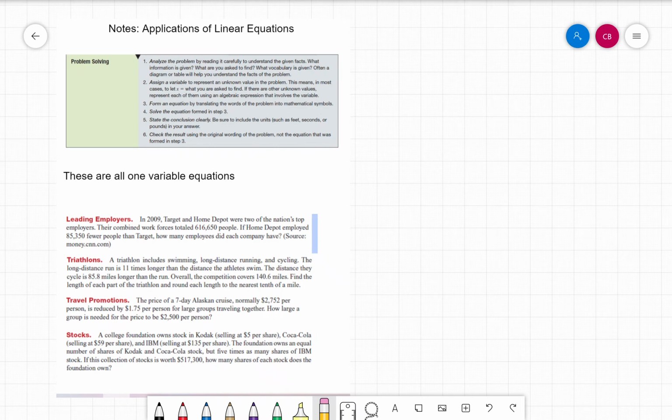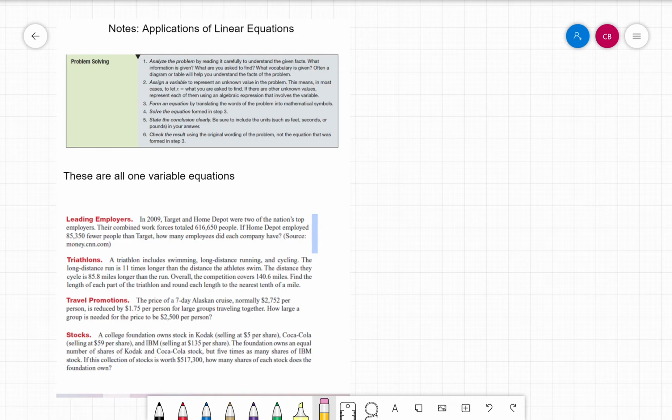Okay, so we're going to look at some applications of linear equations and just some general problem-solving tips that the book offered. Analyze the problem by reading it carefully to understand the given facts. We're going to do that. Obviously, you'll need to assign a variable because you're going to be looking for some type of answer. They wouldn't just give you a problem and give you the answer, I hope. Although sometimes they do that. Form an equation. Solve the equation like we've been doing, and then state the conclusion clearly, and then check the result.